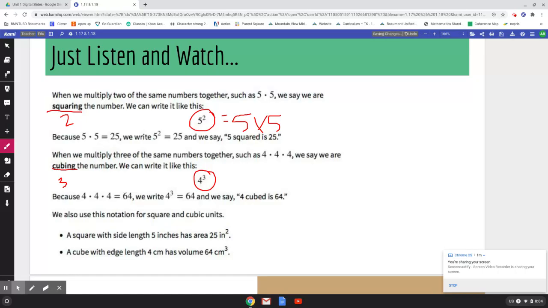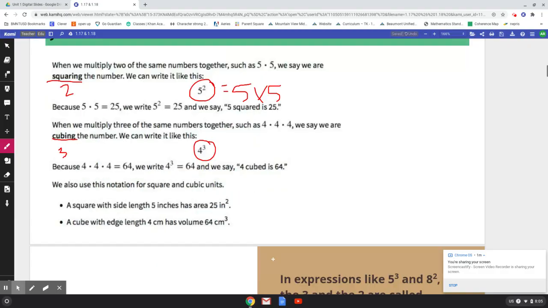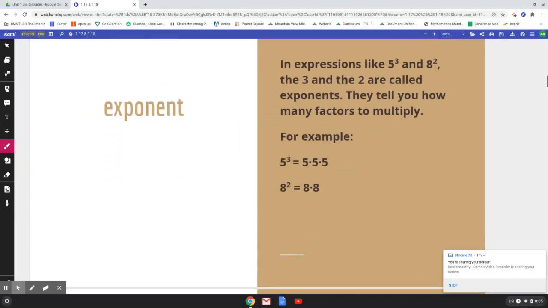It says we also use this notation for square and cubic units. So a square with a side length of 5 has an area of 25 inches squared. And then a cube with an edge length of 4 centimeters has a volume of 64. So we're going to be dealing with area and volume. So this is just a quick recap.